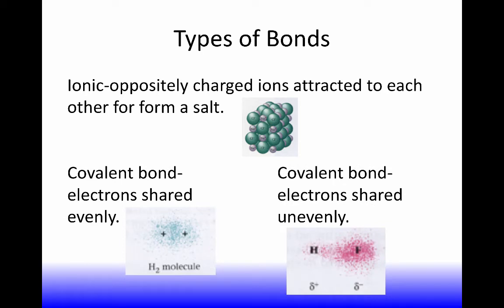Now, covalent bonds we're going to see come in a couple varieties. One is where the electrons are evenly shared. For instance, here's a hydrogen molecule, and you can see sort of a dot diagram showing the probability of where the electrons are. And it's a little denser in between the two positively charged nuclei. That's where the bond is.